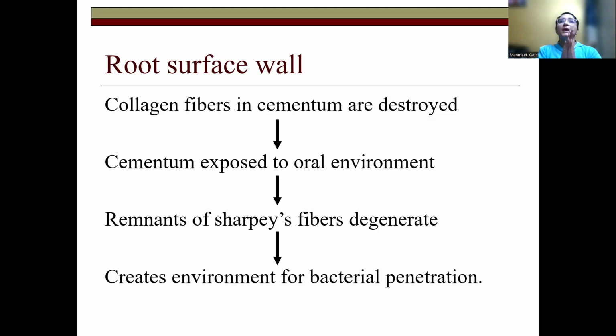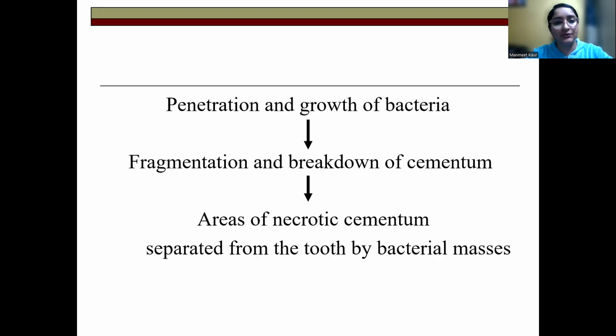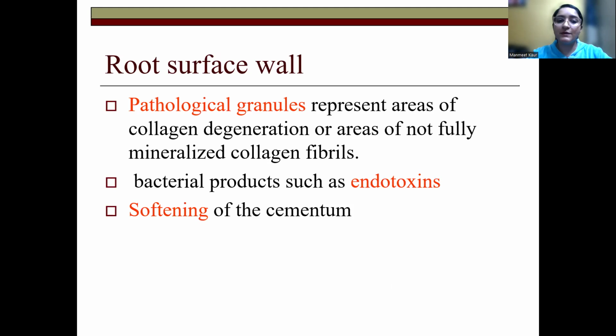Just as bacteria invaded our epithelium, similarly, because of the destruction of the collagen fibers and because the cementum is exposed to the oral environment, it creates an environment for bacterial penetration. There is penetration and growth of bacteria. There is fragmentation and breakdown of cementum. Then there are areas of necrotic cementum that are separated from the tooth by bacterial masses. So what happens in the root surface wall?